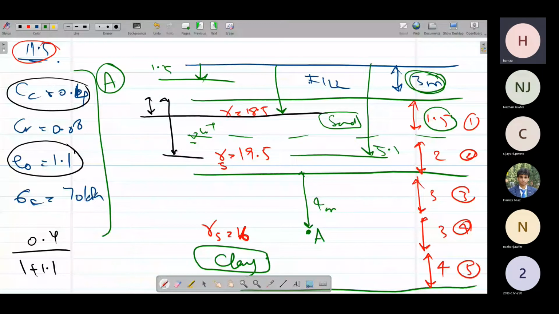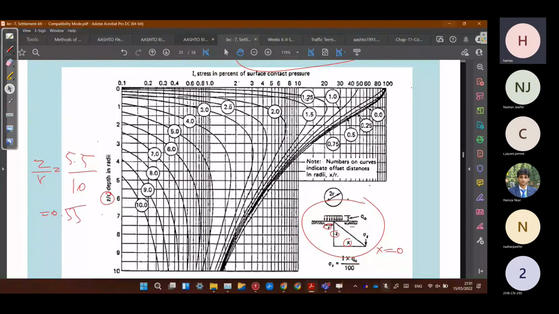So in the horizontal direction, locate 0.55. So that is 1, that is 0. So approximately 0.55 would be here. And these curves are for x over R. Since our x is 0, our curve would be 0. We'll use this 0 curve. So for the 0.55 value, on this curve, we get approximately 85. So our I value is 0.85.